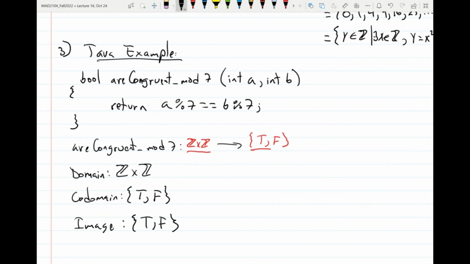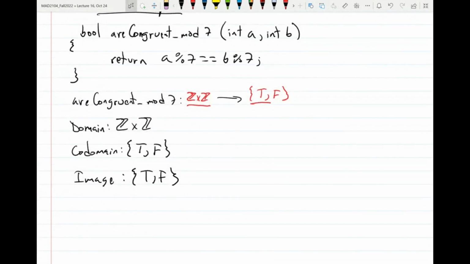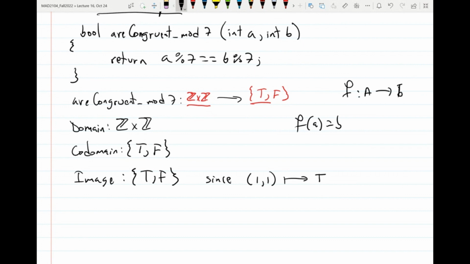Okay, so let's justify. Give me an example of obtaining true, right? 1, 1. Okay, good. So for example, since 1, 1 gives true, because 1, of course, has the same remainder as 1 when divided by 7. What's the remainder of 1 divided by 7? 1, okay? Good. So 1, 1 gives you true. This is another way that we write, for example, when you write f of a equals b, we will write it like this: a goes to b, and we can write it that way.